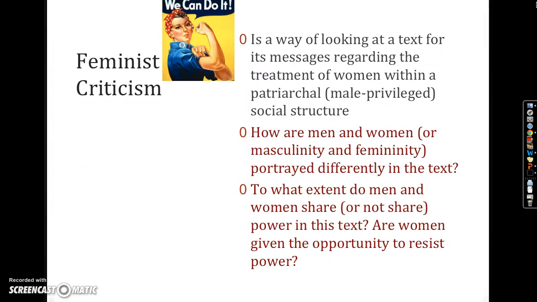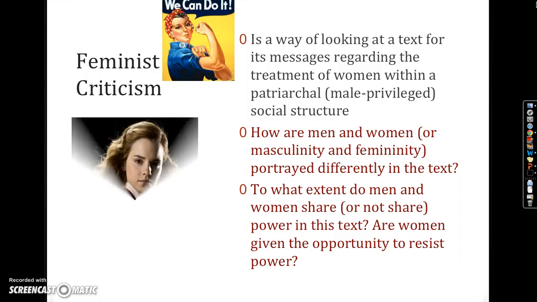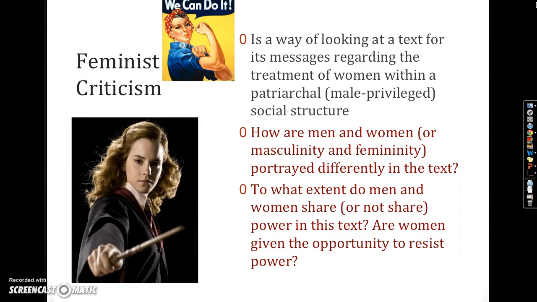Feminist criticism is a way of looking at a text for its messages regarding the treatment of women within a patriarchal social structure. Feminist critic Sandy Doyle weighs in on the Harry Potter series' most well-known female hero. Everyone loves Hermione. Doyle says, "Hermione is not chosen to be a hero. That's the best thing about her. Hermione is a hero because she decides to be a hero. There is no prophecy assuring her importance. The only way for Hermione to have a life is that she wants the life she has to work for."